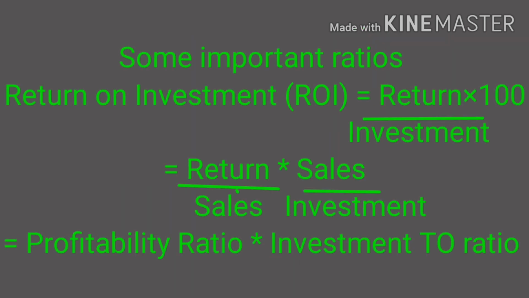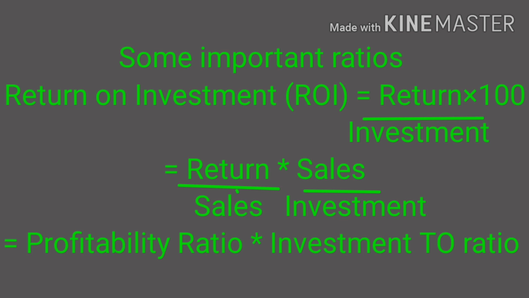Return on investment is an important ratio as it gives the percentage of return on funds invested in the business by its owners. It can be calculated by return divided by investment into 100, or return divided by sales into sales divided by investments. So the first ratio is the profitability ratio and the second ratio is the investment ratio. So return on investment is equal to profitability ratio into investment ratio.